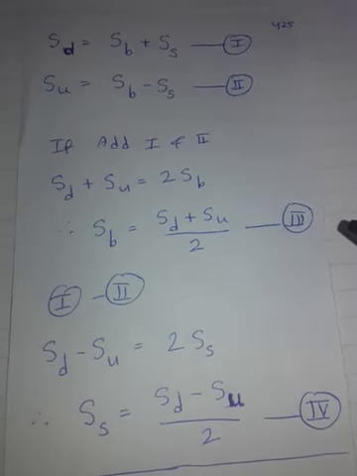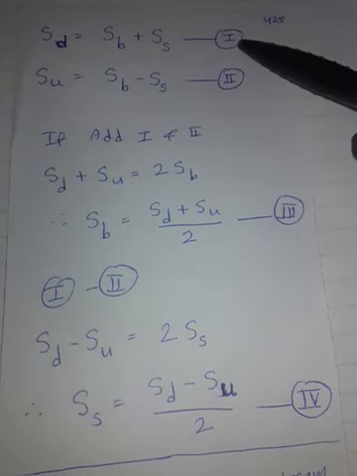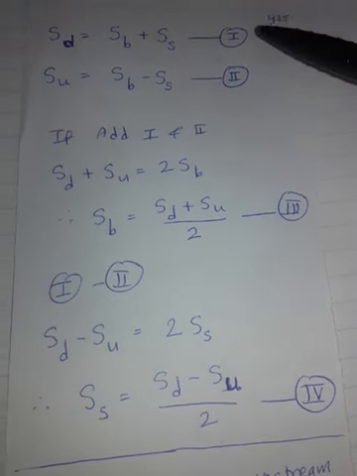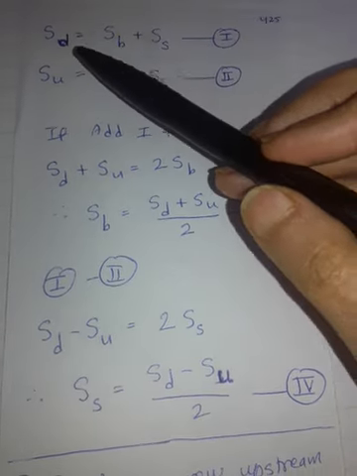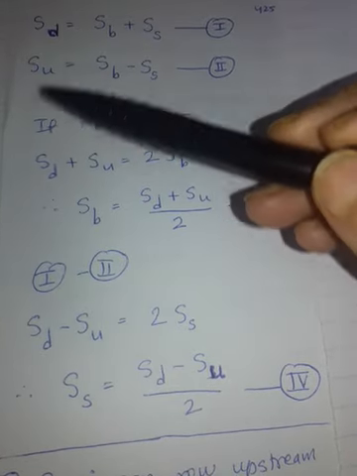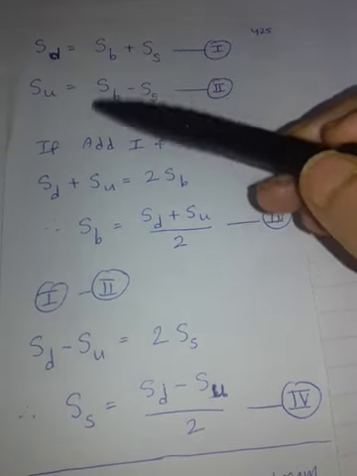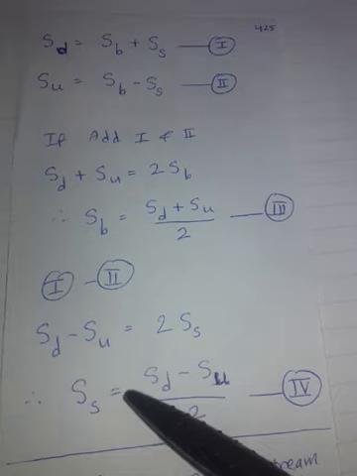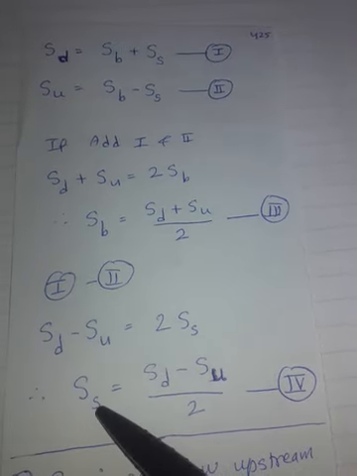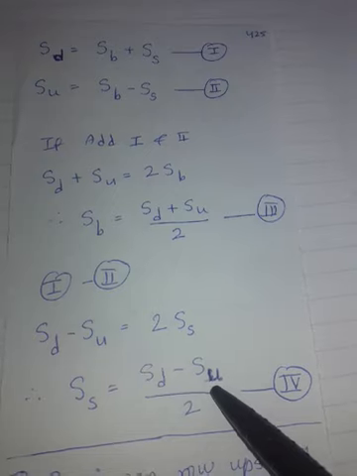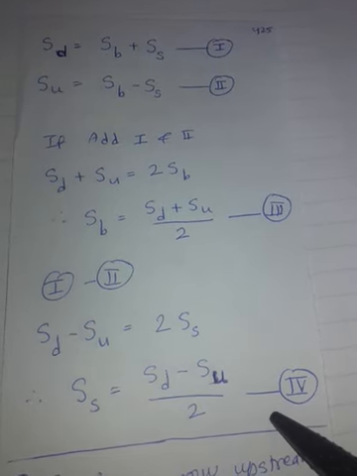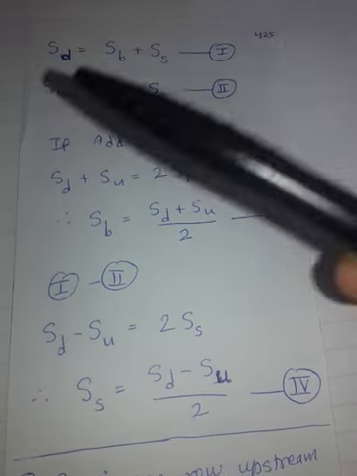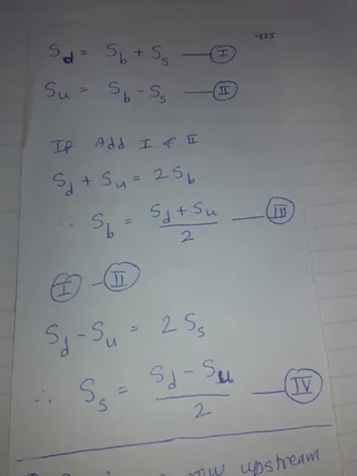And there is one more formula. For that, we are going to do 1 minus 2. अभी हमने किया 1 plus 2 and we got this third formula. Now let us do 1 minus 2. Then what will happen? SD minus SU. And on the right hand side, SB will get eliminated and SS plus SS हो जाएगा 2SS. Take this 2 in the denominator. So SS will be SD minus SU upon 2. This will be the fourth formula. So 1, 2, 3, 4. Just remember these 4 and your topic is done. Got it?